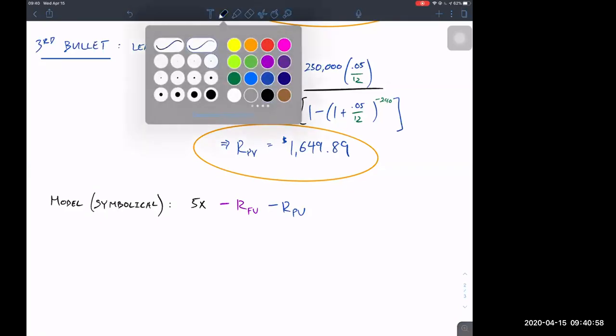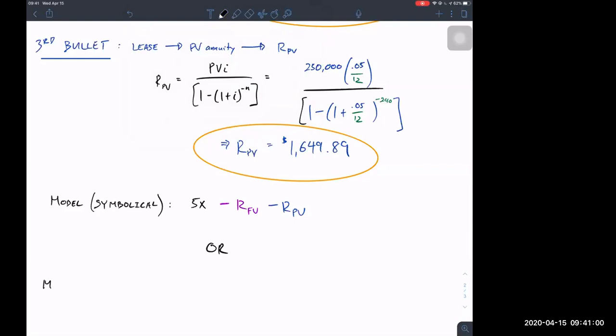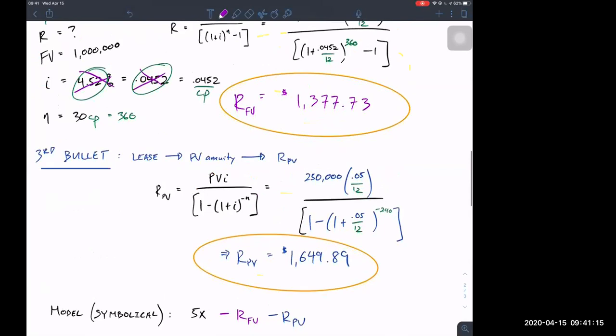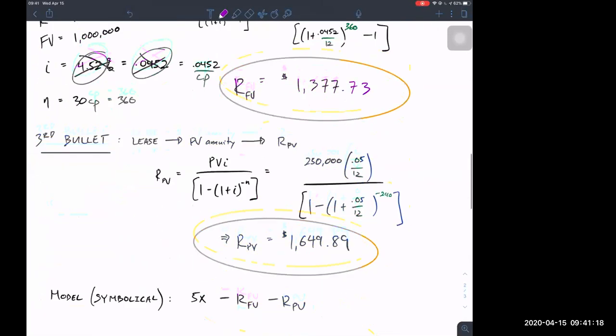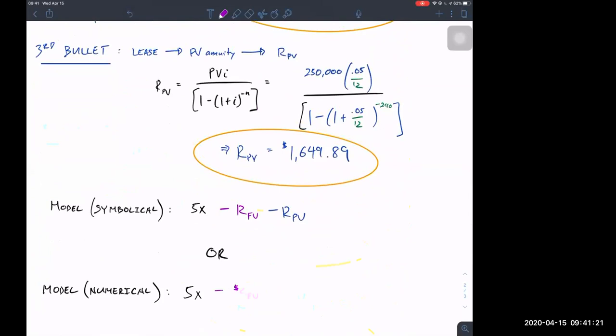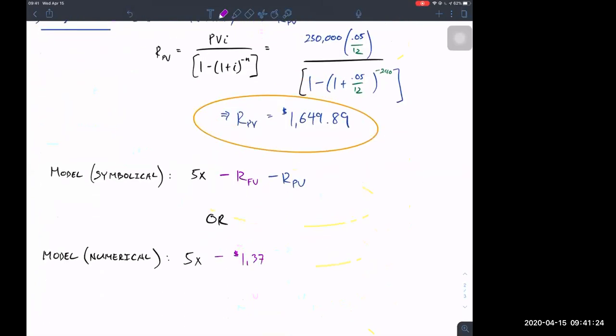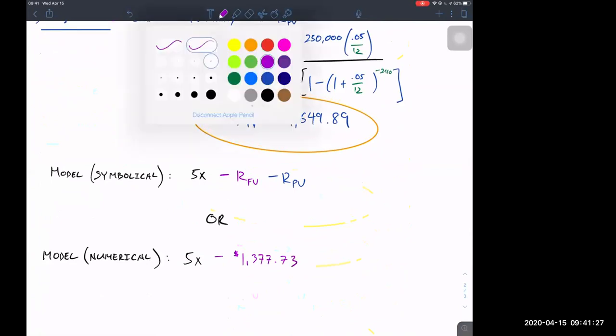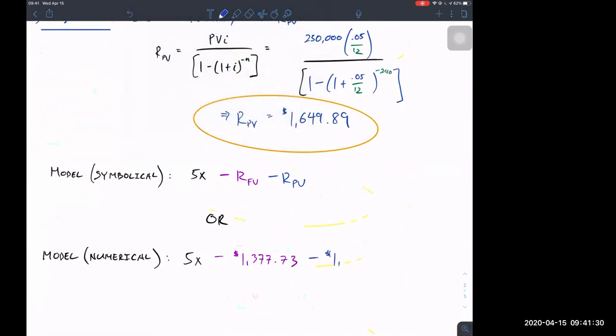Most students, however, as you can imagine, they write the model numerically. So with numbers. So numerical. So in other words, you have 5X, and then now you just fill in those numbers that I circled here. So the 5X was from the first bullet. This one we're subtracting off, again, 1,377.73. And then we're subtracting off this last one right here, which is $1,649.89.